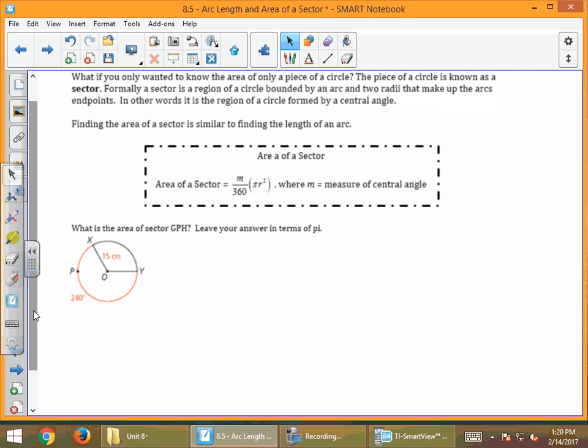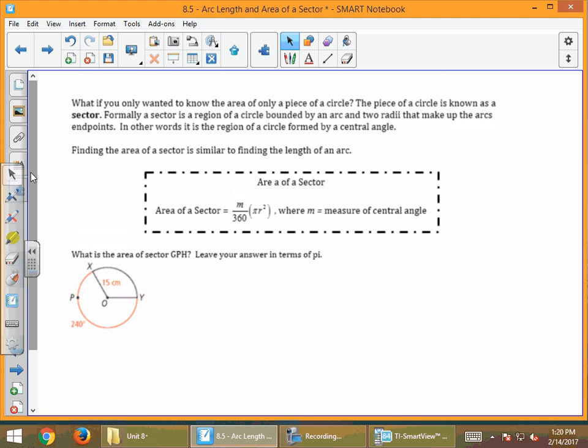So a sector is that chunk, that part you take out, that's a sector. I want to see how much area that piece of pie takes up. And the formula is exactly the same. The only difference is, instead of finding the circumference, the outside, how long that crust is, I want to figure out how much area that whole piece takes up. And this is the formula. It's very similar to that.